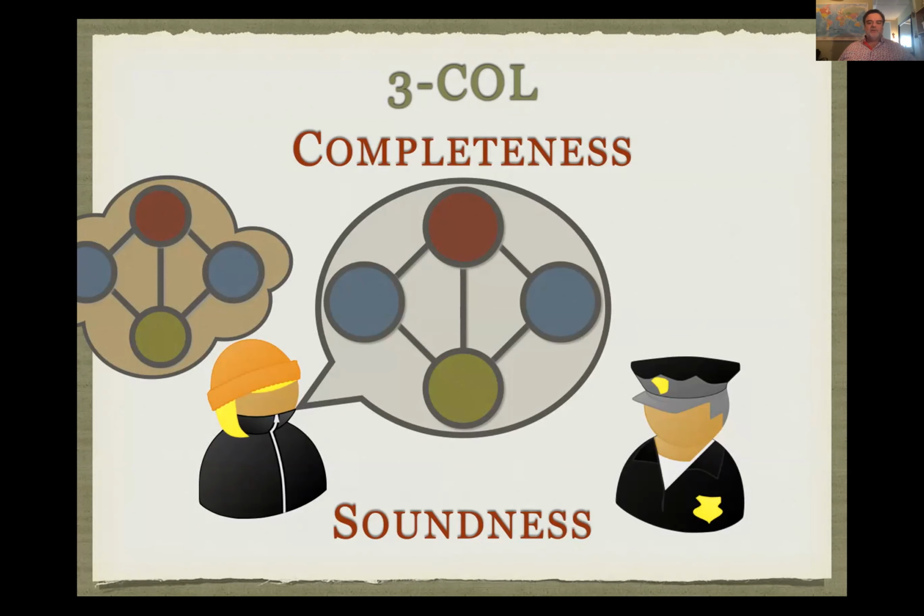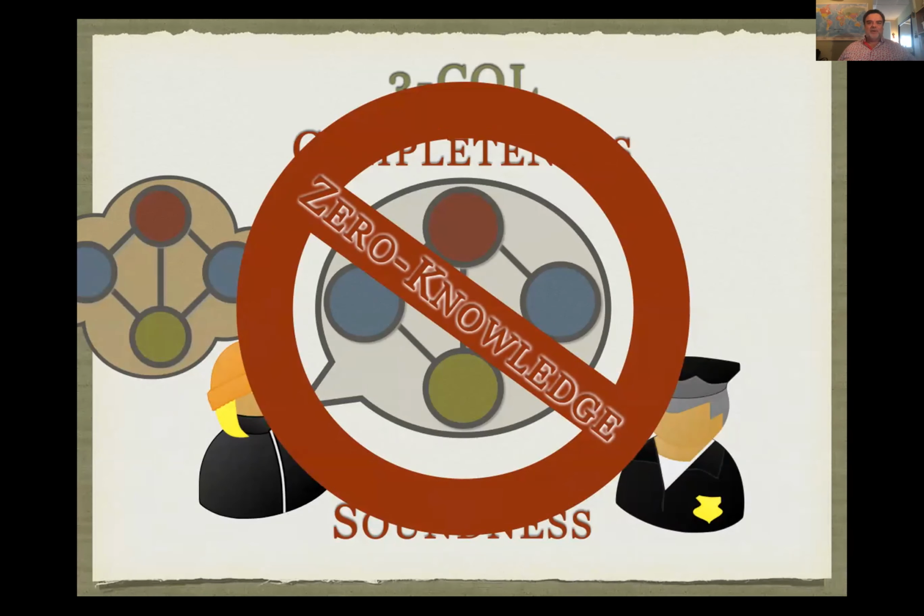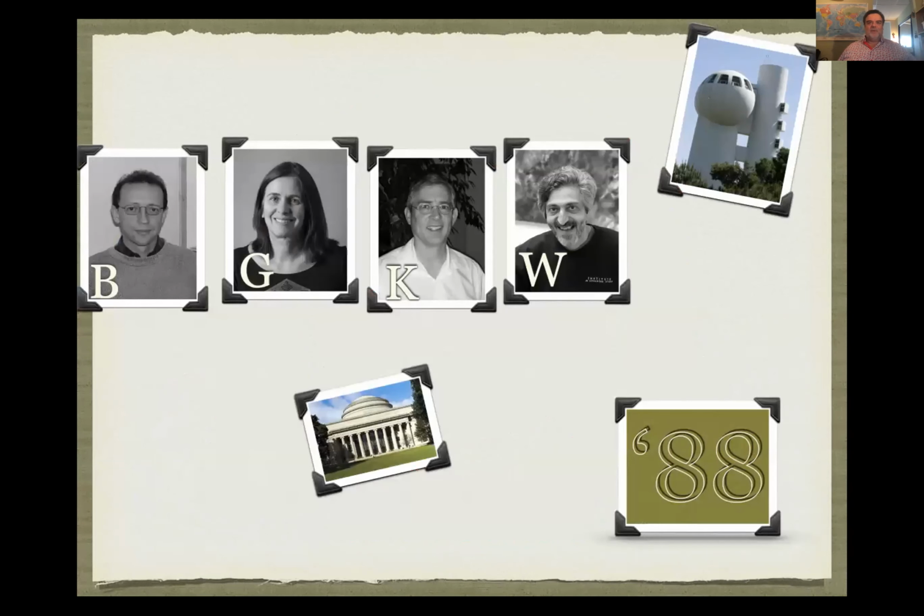Now, this problem is known to be NP-complete, and we know that in the traditional standard proof, a prover could convince a verifier that a graph is three-colorable just by providing the three-coloring. Of course, if we do that, this wouldn't be zero knowledge because the verifier would be able to run away with the witness of the three-coloring and show it to everybody. So in order to avoid that, we would like to get zero knowledge.